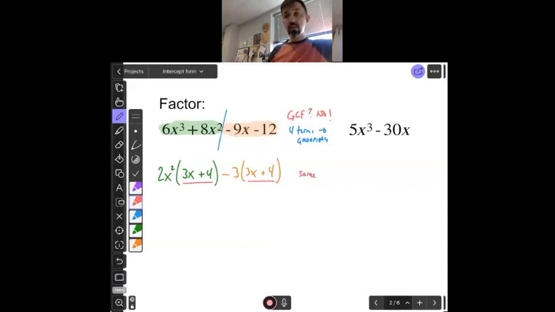Okay? And if they're not the same, then you're doing something wrong. You got to stop and figure that out. Or the problem is not factorable, which again, right now, we're not giving you any of those. Okay? So those are the same. So we take those two binomials that are the same and they go together. And then we take our leftovers, the 2x squared and the minus 3, and those go together.